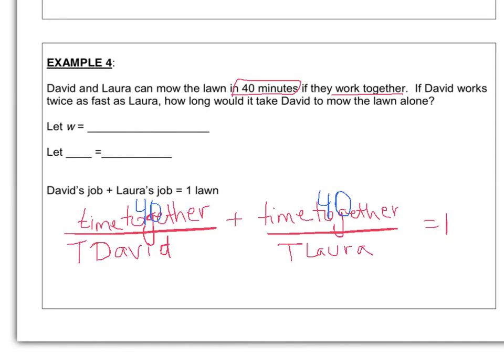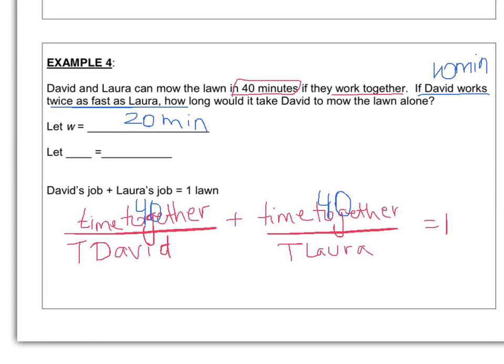Now, let's continue reading. If David works twice as fast as Laura, so you have to underline this and try to understand it. How long would it take David to mow the lawn? So we really don't know how long Laura takes, so we don't know how long David takes, but let's see. If Laura takes 20 minutes, just as an assumption, David works twice as fast as her. So David will do the work in 10 minutes. He's faster, so he will take less time.